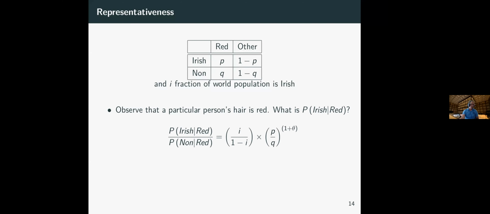Well, you can solve with Bayes' rule. The posterior odds ratio is the prior odds ratio times the likelihood ratio. But now with the exaggerated likelihoods, it's to the 1 plus theta power. So P over Q is what Gennaioli and Shleifer in the stereotype paper call the representativeness of red hair. So you're taking the representativeness and exaggerating it. In this static setting, exaggerated likelihoods gives you exactly Gennaioli and Shleifer's representativeness heuristic.